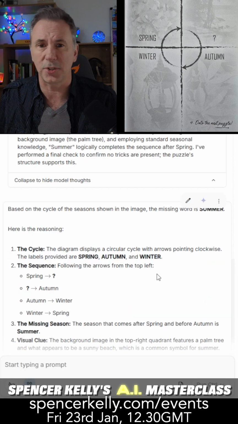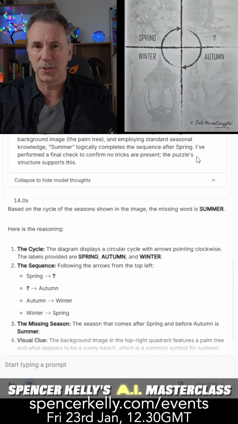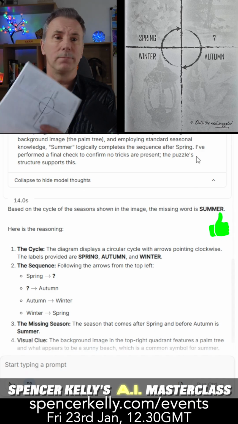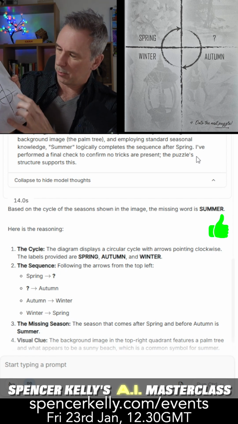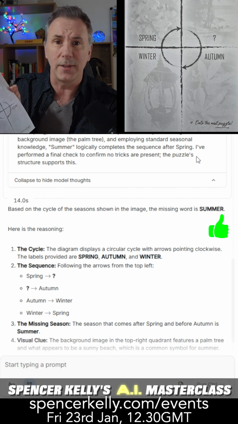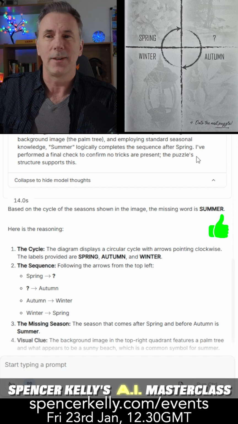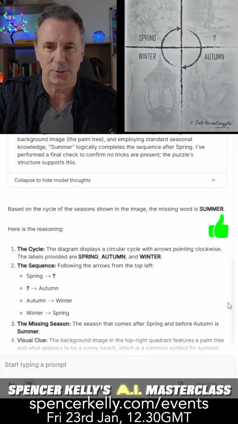Okay, based on the cycle of the seasons shown in the image, the missing word is summer. It's seen spring, autumn, winter. It's seen that there's a cycle of seasons, and so it's understood that summer is missing. Great. Okay, let's move on to some proper puzzles.